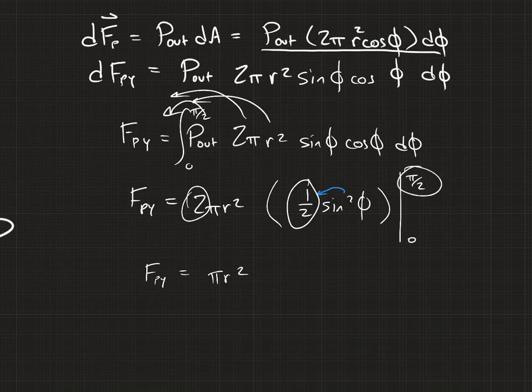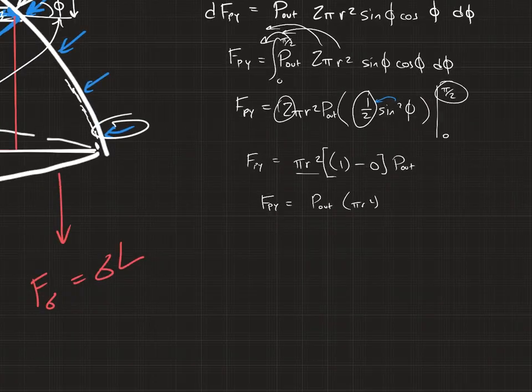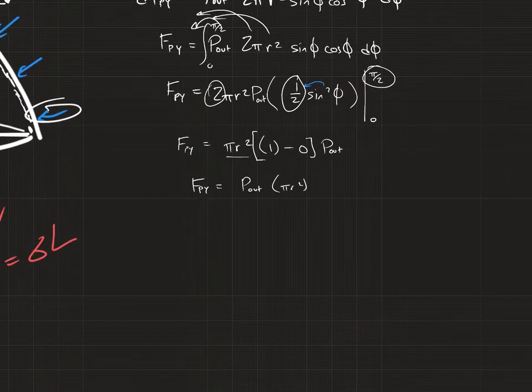If I plug in pi over 2 for the sine squared of phi, that gives me 1, which we square, and we get 1. And then if I plug in the 0, the sine of 0 is 0. Oh, wait, where'd my P out go? Oh, here's my P out, so times P out. So in this case, FPy equals P out times pi r squared. Okay, so that's pretty much it. That's the vertical force in the y direction.